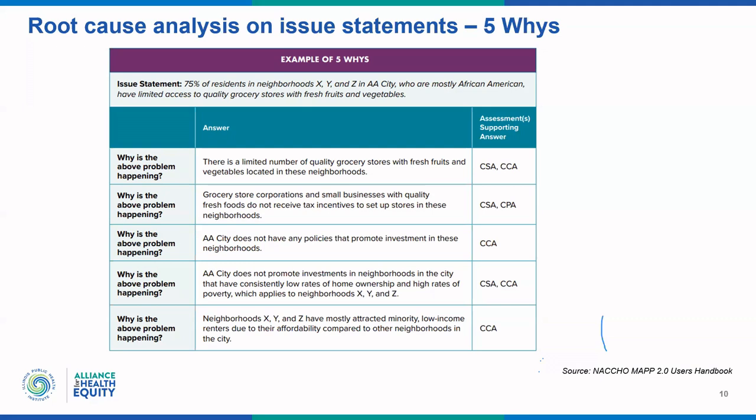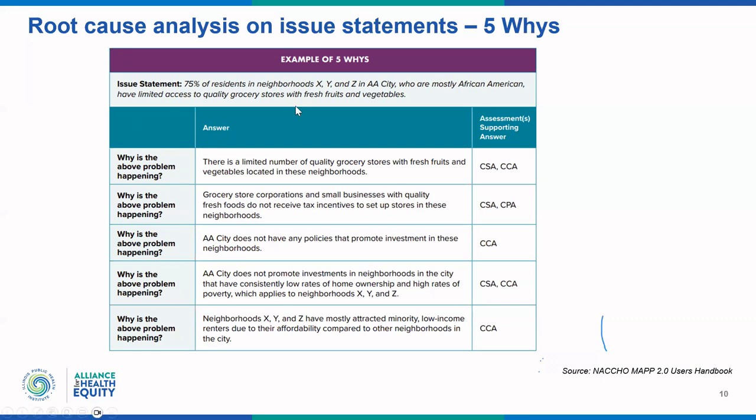So at the end of the day, neighborhoods have mostly attracted minority low-income renters due to their affordability compared to other neighborhoods in the city. If we were to address that issue or ask why that issue is occurring, is there anything else that we could add that would enhance our understanding or be an underlying root cause that we haven't already identified? If the answer is no, you've gotten to your root causes. And in most of the worksheets, you'll see a few root causes outlined.